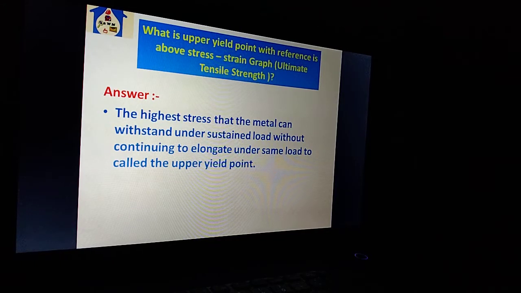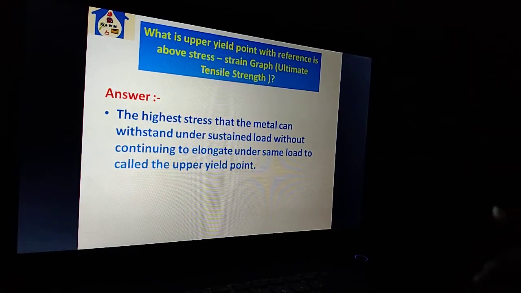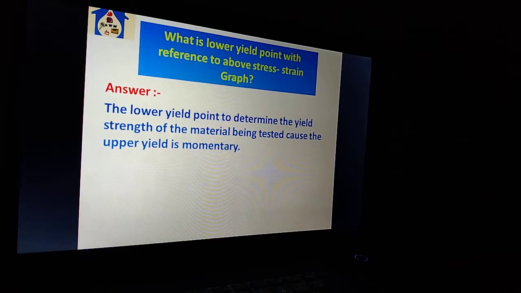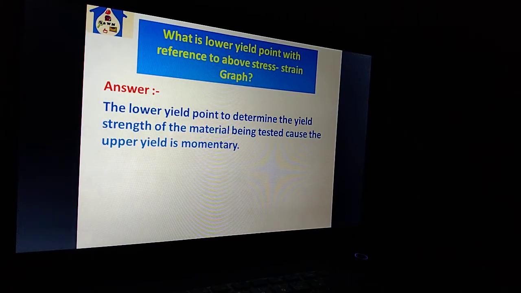What is the upper yield point with reference to the above stress-strain graph? Answer: the highest stress that a metal can withstand under the sustained load without continuing to elongate under the same load is called the upper yield point. What is the lower yield point with reference to the above stress-strain graph? Answer: the lower yield point is used to determine the yield strength of the material being tested, as the upper yield point is momentary.